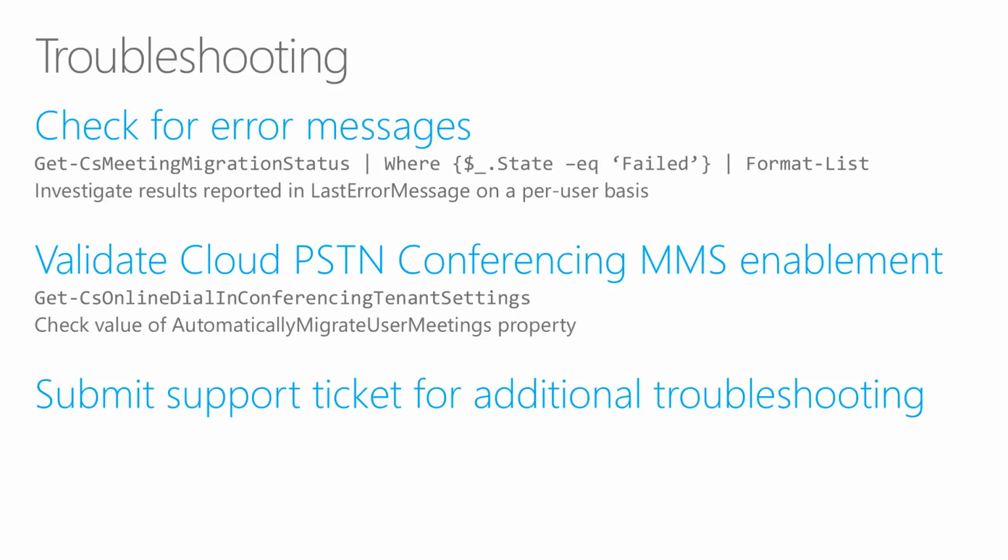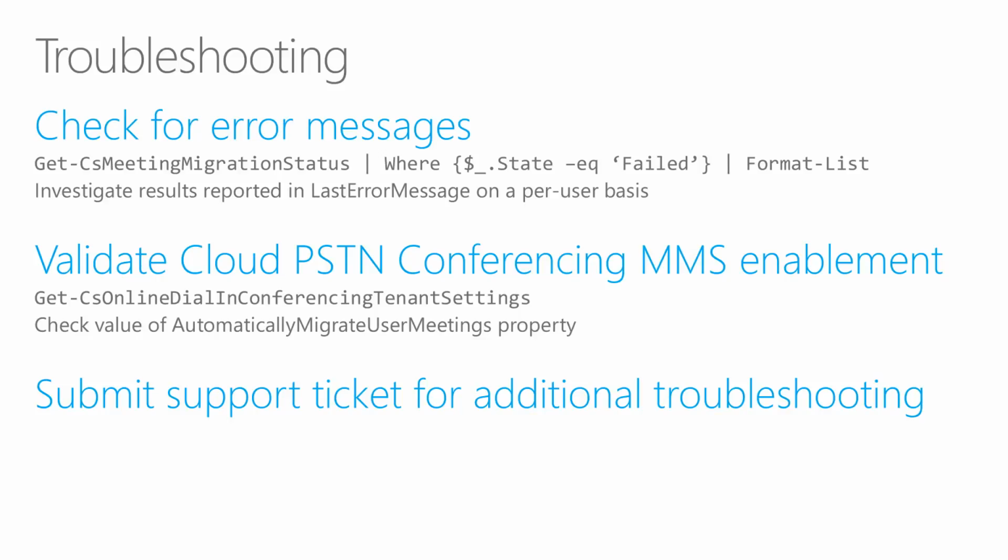And so there is an option in the Get-CsOnlineDialInConferencingTenantSettings where you can get or set a parameter called AutomaticallyMigrateUserMeetings. By default, that will be on. I am just calling this out in case you enable people for cloud PSTN conferencing and you don't see the updates go out, to go and check this setting to make sure that that is still true.